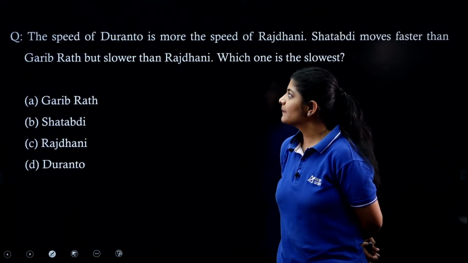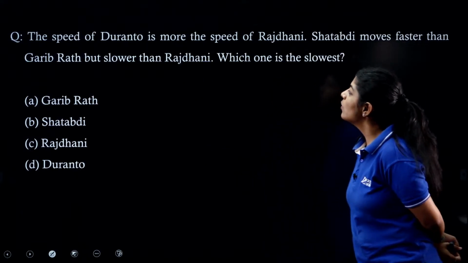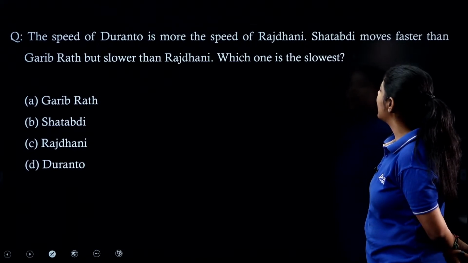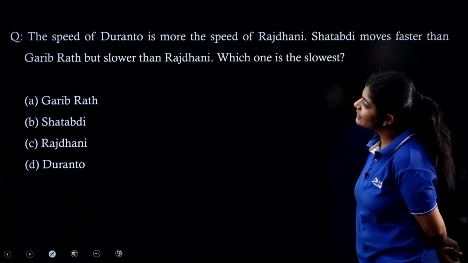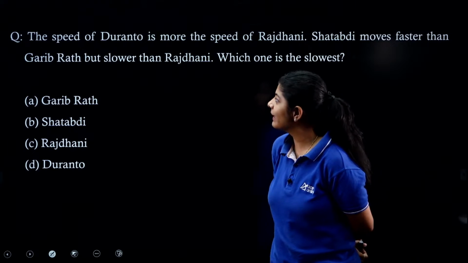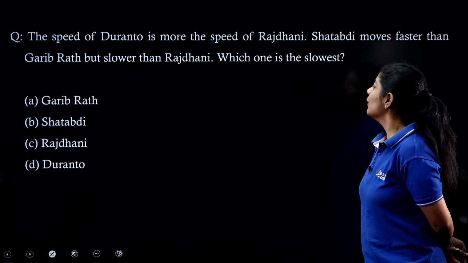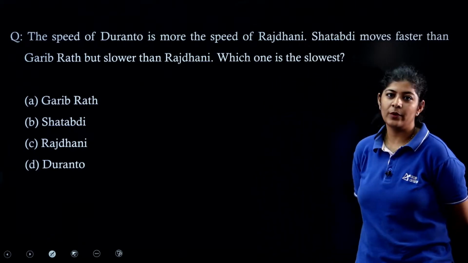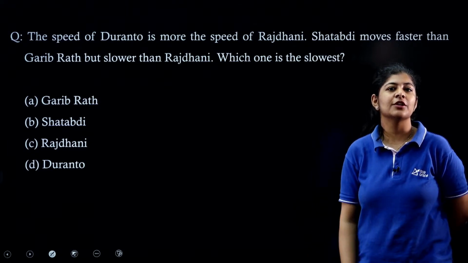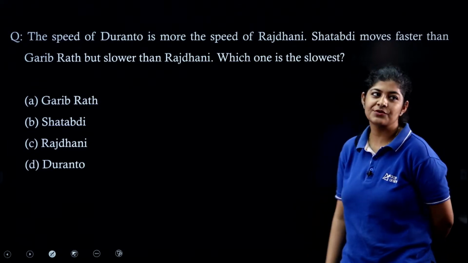Next, the speed of Duronto is more than the speed of Rajdhani. Shatabdi moves faster than Garib Rath but slower than Rajdhani. Which one is the slowest? We simply need to find out the slowest train.